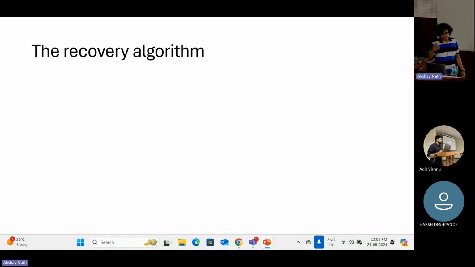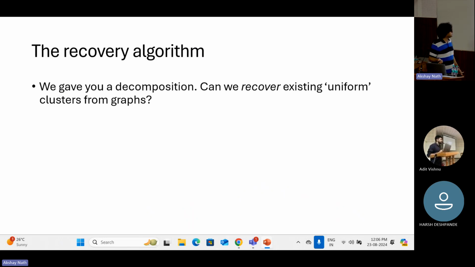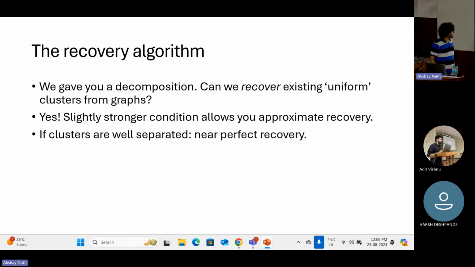The second paper does something which we call a recovery algorithm. So far, I've told you there exists a decomposition into these dense pieces. With a little bit of modification, some slightly stronger guarantees and a little more care, we can show that if there exist these uniform-like pieces in your graph, you can also recover them. And if the clusters are actually well separated, which is the case that Shayegan et al. consider, we can get near perfect recovery.